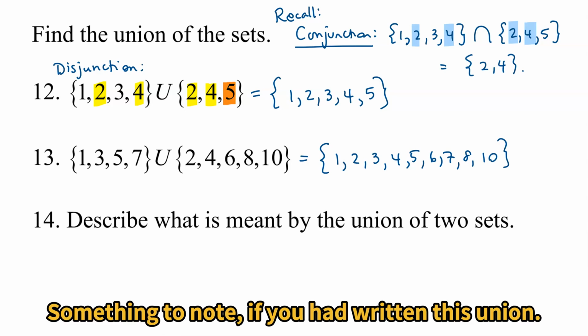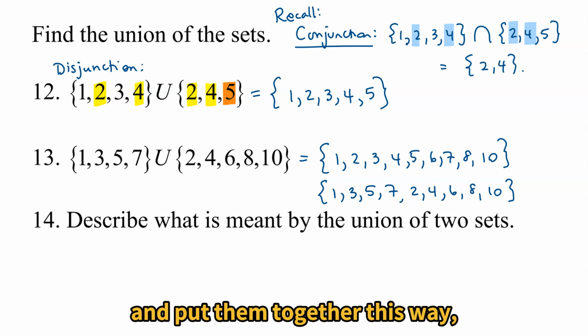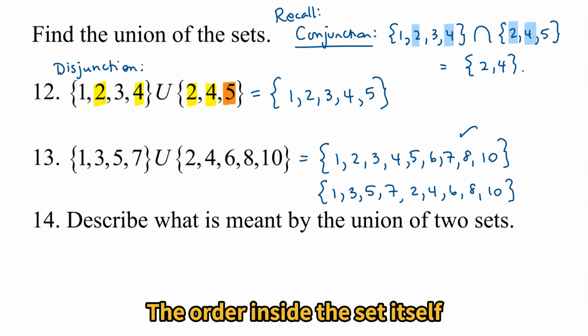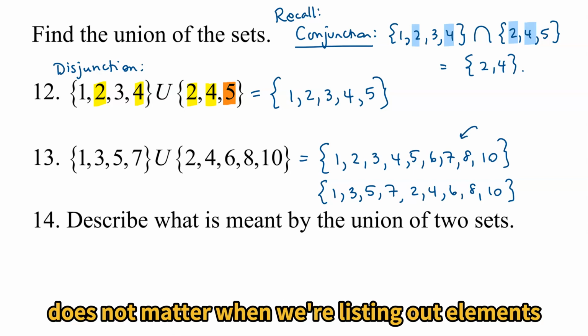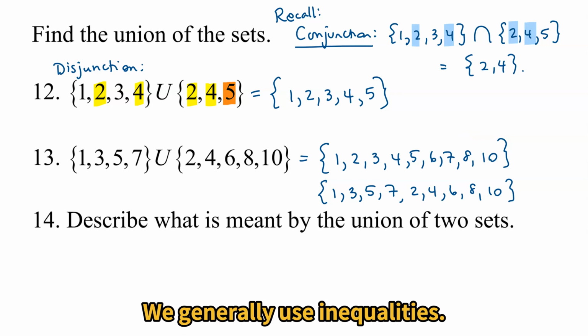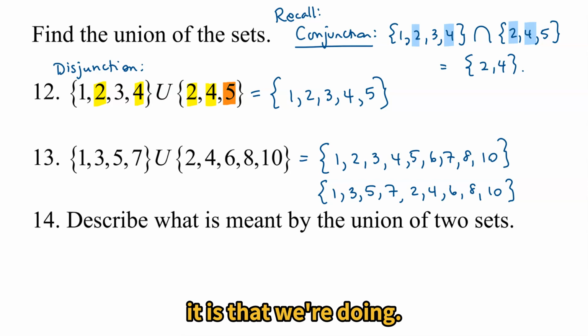Something to note, if you had written this union in the order in which they showed up in our sets and put them together this way, this would be correct. The order inside the set itself does not matter when we're listing out elements like this. For our class, though, we don't do a lot of listing. We generally use inequalities. But this, again, is just to practice what it is that we're doing.